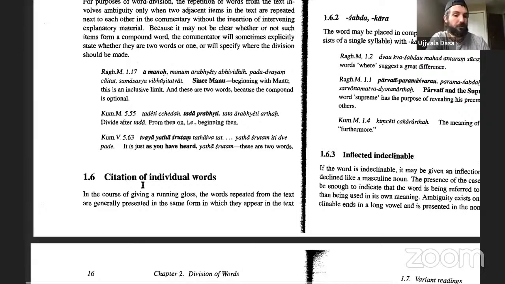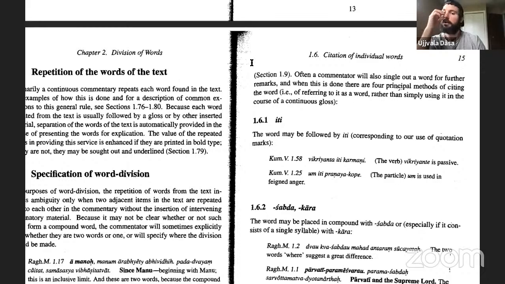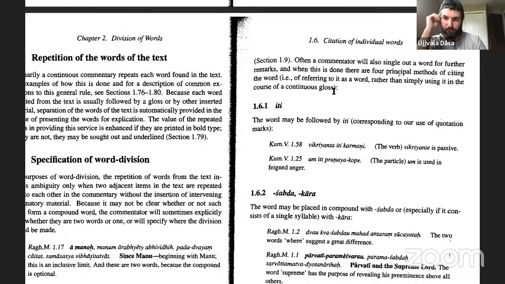Citation of individual words. In the course of giving a running gloss, the words repeated from the text are generally presented in the same form in which they appear in the text. Often a commentator will also single out a word for further remarks, and when this is done, there are four principal methods of citing the word, i.e. of referring to it as a word rather than simply using it in the course of a continuous gloss. The first method is using the word iti.